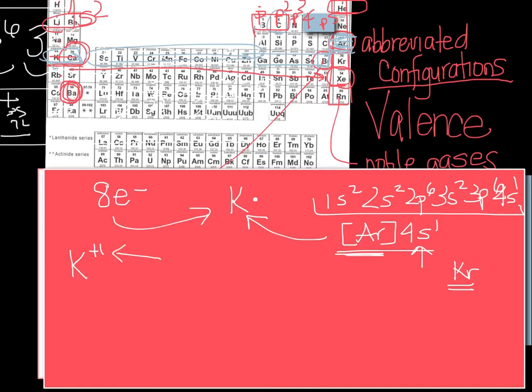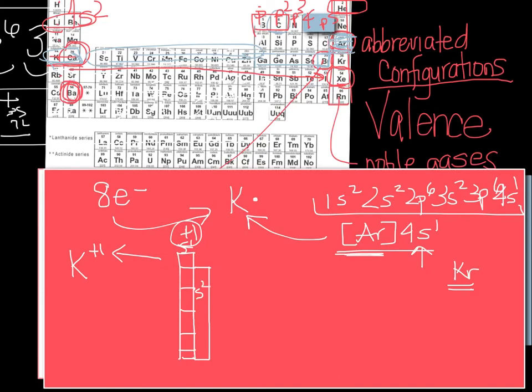So if it loses an electron, it's going to get a +1 charge. Not only is potassium going to get a +1 charge, but every single one of these in the first column, everything in S1, is going to tend to get a +1 charge. All of them. And in our second column, they all end with S2.